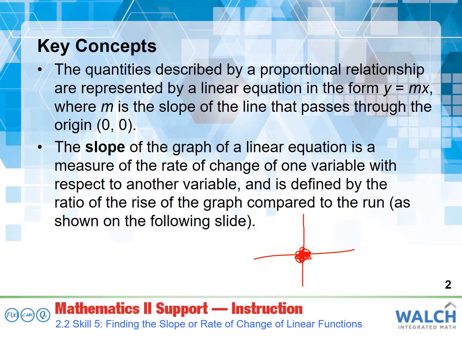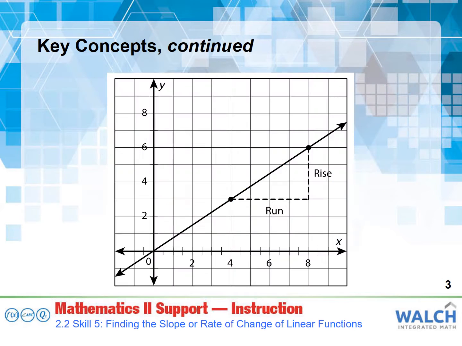So the slope of the graph of a linear equation is a measure of the rate of change of one variable with respect to another variable, and is defined by the ratio of the rise of the graph compared to the run. So rise over run. It does matter. If you have a negative number, it totally matters. So in this first example, I went up 1, 2, 3, and over 1, 2, 3, 4. That is 3/4. That would be the slope.